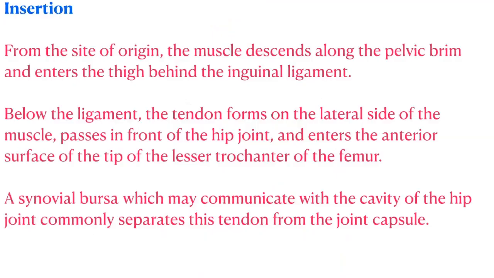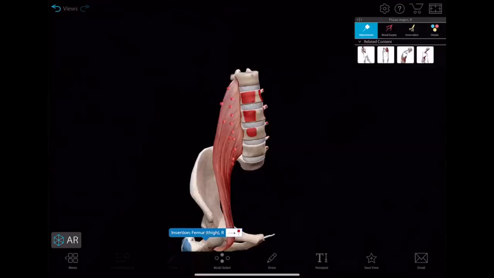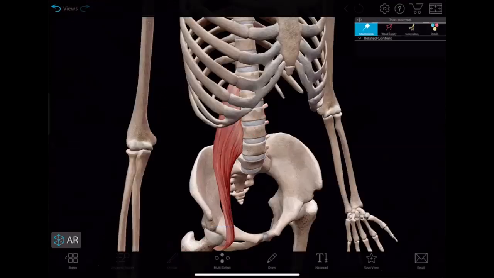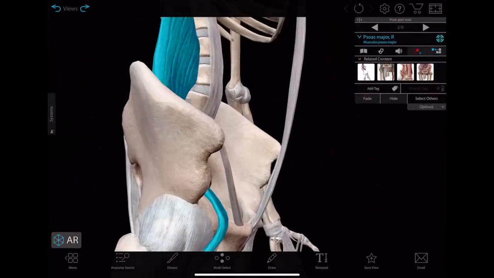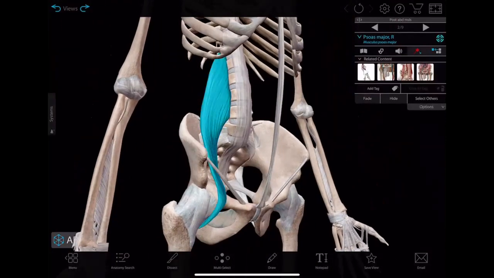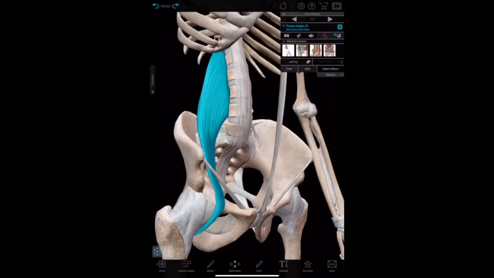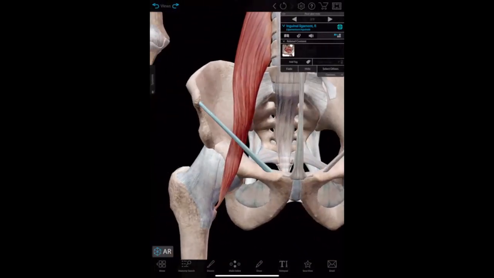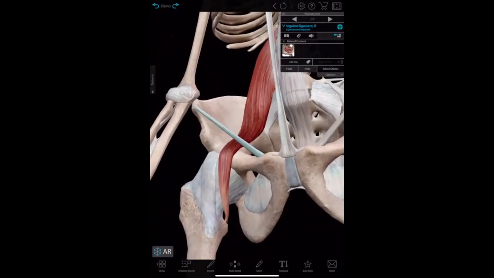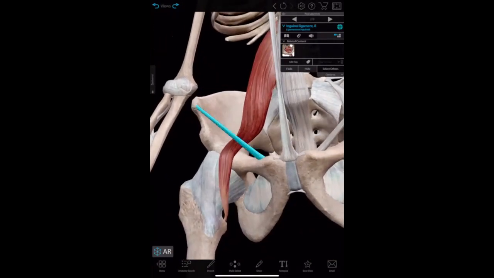From the site of origin, the muscle descends along the pelvic rim and enters the thigh behind the inguinal ligament, right? We have seen that. You see, it's coming, and see, this is the inguinal ligament, right? So it is passing behind the inguinal ligament, passing deep to the inguinal ligament to reach the lesser trochanter, right?